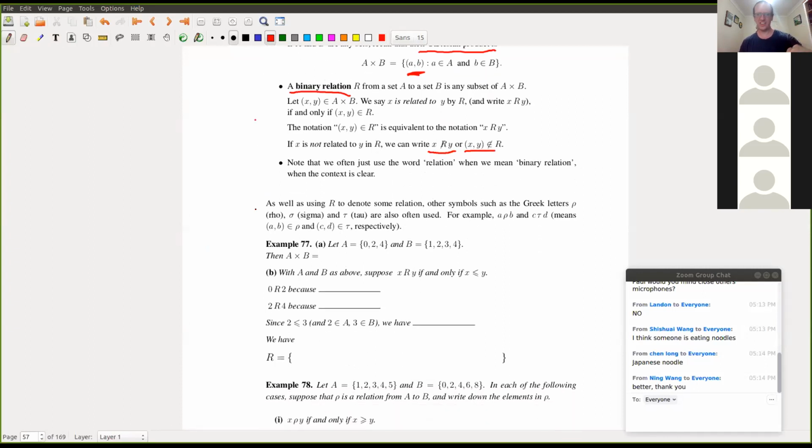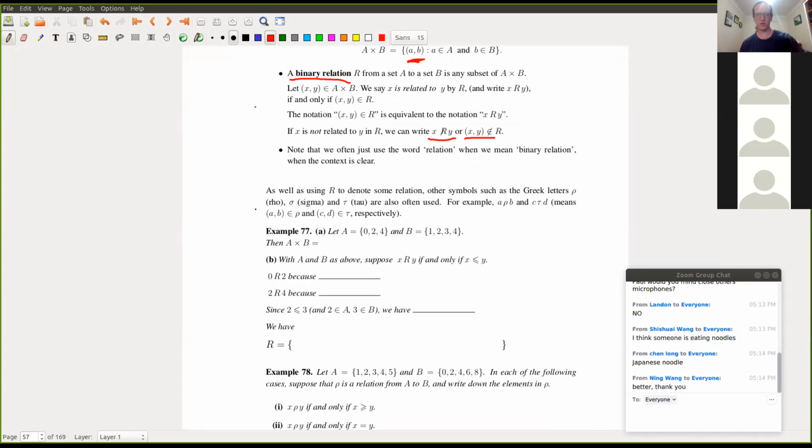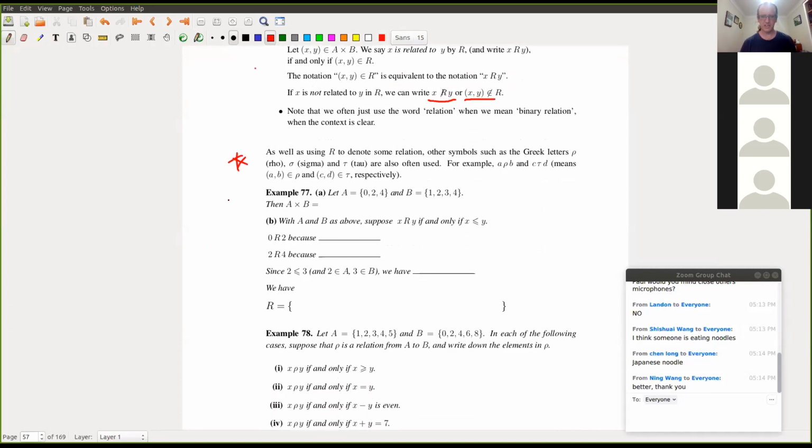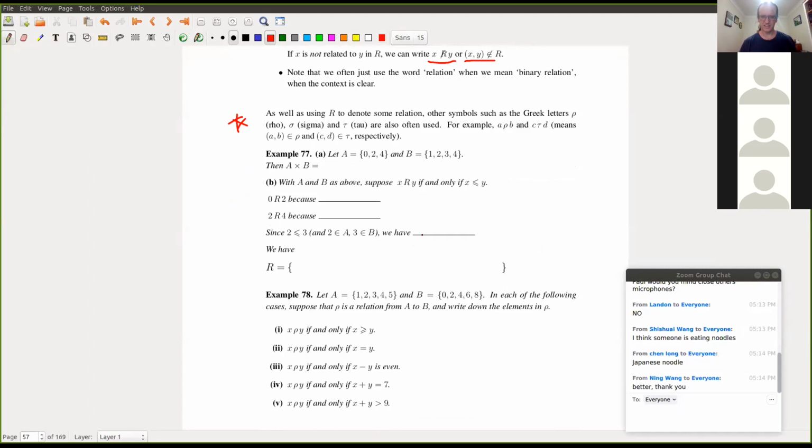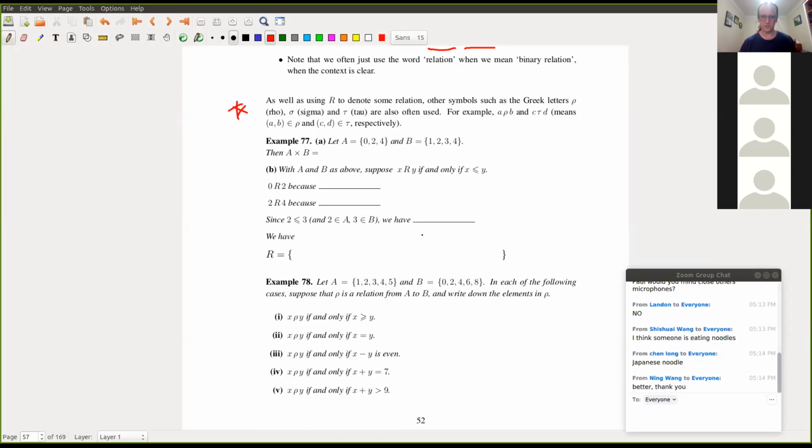So you see R is really common for the relation, but you'll also see rho, sigma, and tau. Notation is really important. We've got a really simple example here. We might have to skip through a lot of the examples unless it's not clear. So you can define a relation.